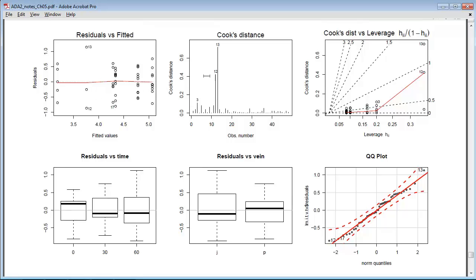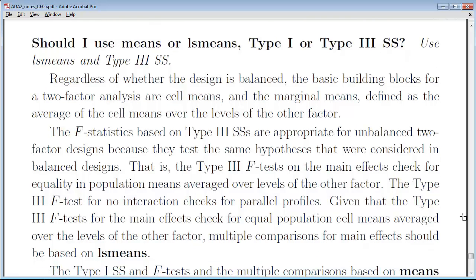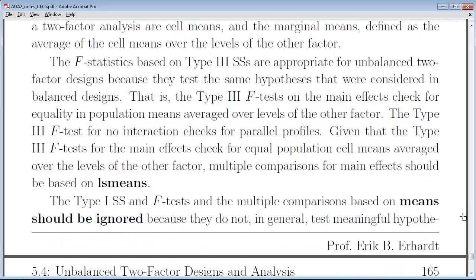And observations 13 and 12, those are these 2 right here. So they seem influential, certainly because if you remove either one of them, the mean changes dramatically, but it is in the group with the smallest sample size. So I'm not actually that concerned about these 2 observations being influential, in particular because they balance each other off. One is high and one is low. So, all right, residuals look really good in terms of normality and equivariance over the groups, generally speaking. And all of this is to say that we should use type 3 sums of squares and we should use LS means. Okay.